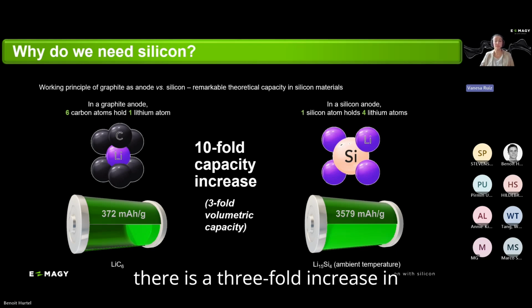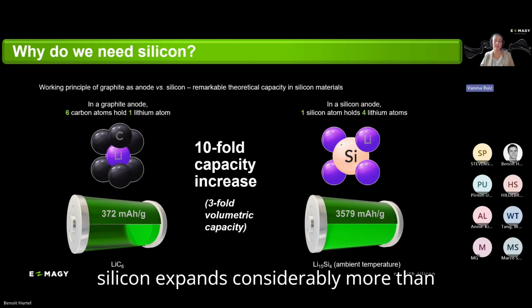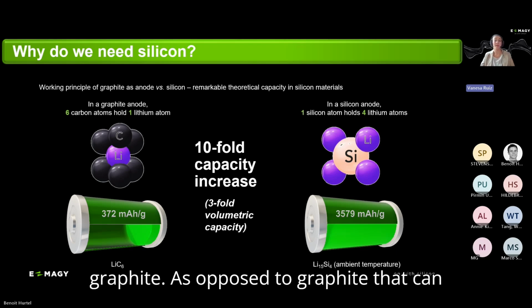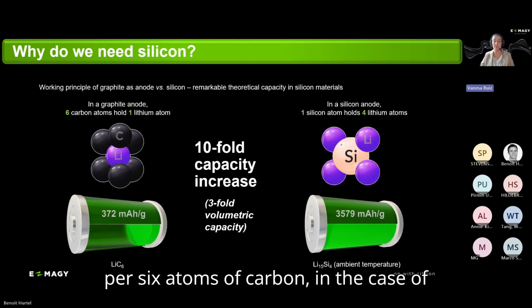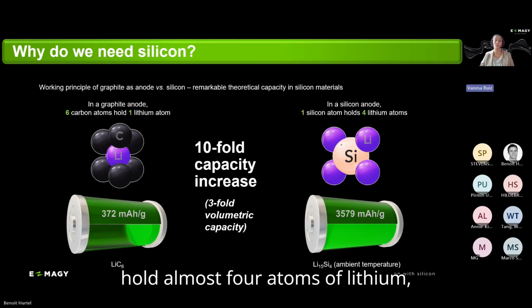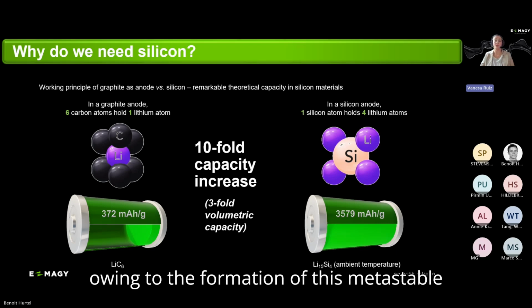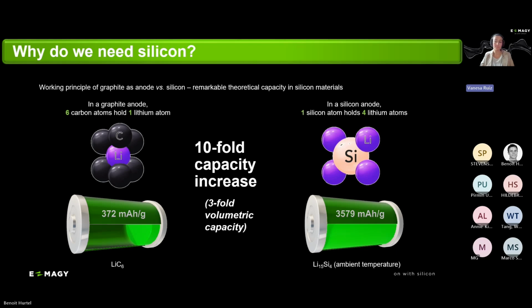In terms of volume, there is a threefold increase in volumetric capacity due to the fact that silicon expands considerably more than graphite. As opposed to graphite, that can only accommodate 1 atom of lithium per 6 atoms of carbon, in the case of silicon, 1 atom of silicon can hold almost 4 atoms of lithium, owing to the formation of this metastable crystalline phase, Li15Si4.